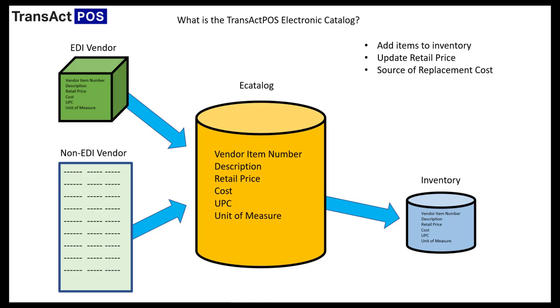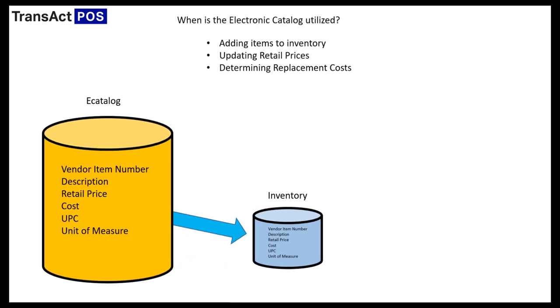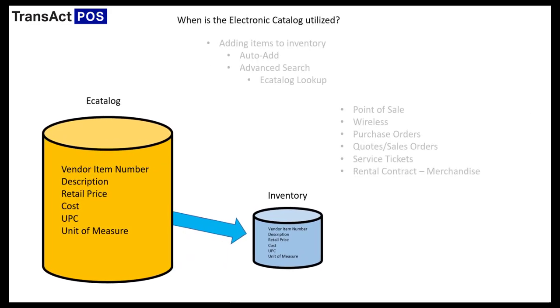With that electronic catalog updated from any number of sources, then that can be a source for updating your inventory. We can add inventory items, update retail prices, and again, use that as a source of replacement costs when creating purchase orders. So, more on the adding of inventory.